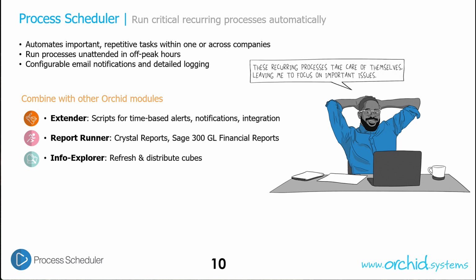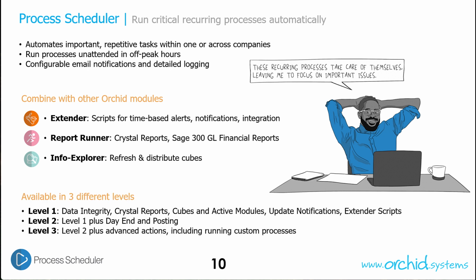You can also schedule Crystal Reports and Sage 300 financial reports where the parameters are set up and stored in Report Runner. You can also refresh Info Explorer cubes and distribute them to the appropriate recipients. Process Scheduler comes in 3 levels.